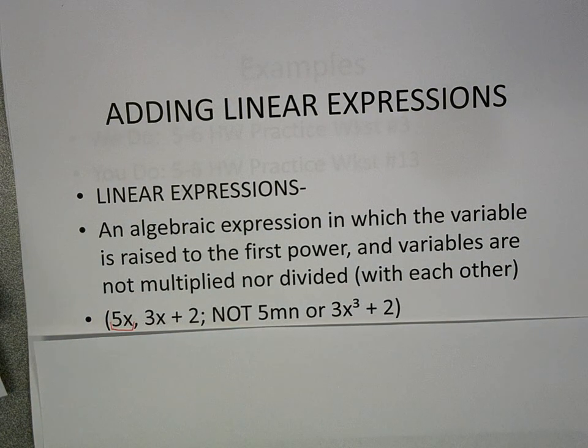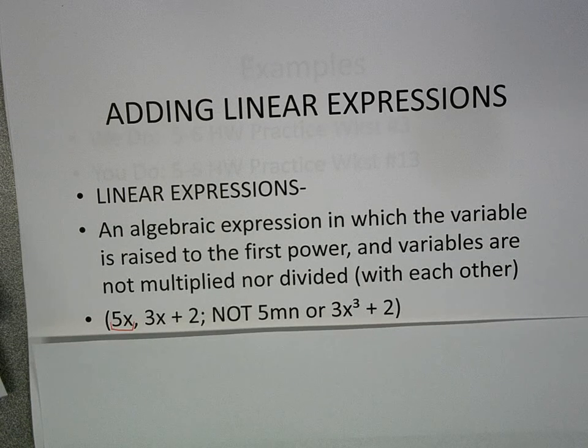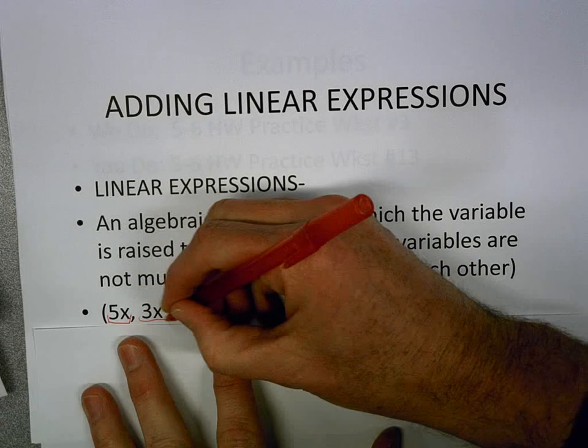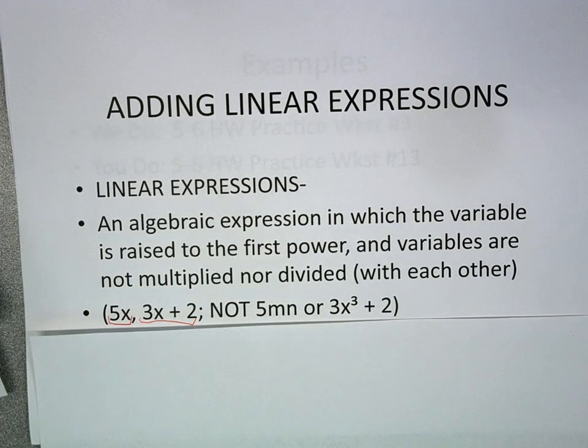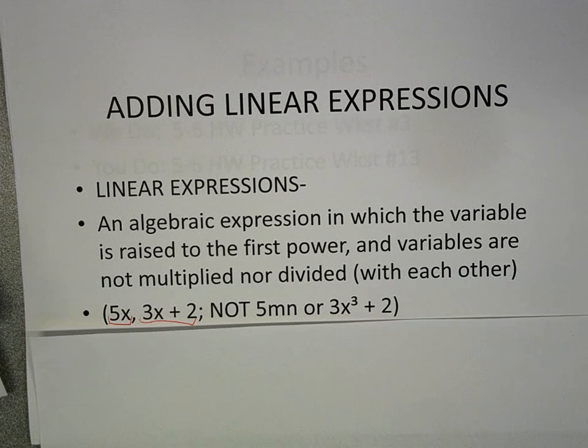Because if you take a look, it's raised to the first power. If you don't know what that means, it's x to the first power, which we never really put a little 1 up there as an exponent. That's what it means by that. And it says variables are not multiplied nor divided with each other, so it's just the variable multiplied with its coefficient. The other one is 3x plus 2. Again, variable to the first power, variables not multiplied with another variable. Those are a couple of examples of linear expressions.